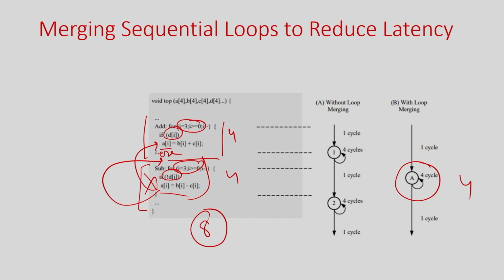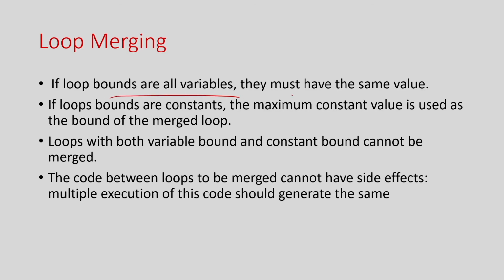So, you can actually remove one of the loops, and because this if-else is an exclusive operation, the number of operations also remains the same. You can actually just merge such sequential loops into one loop, which will reduce the latency largely. So, in general, we can merge two loops if their bounds are variable and they must have the same value.